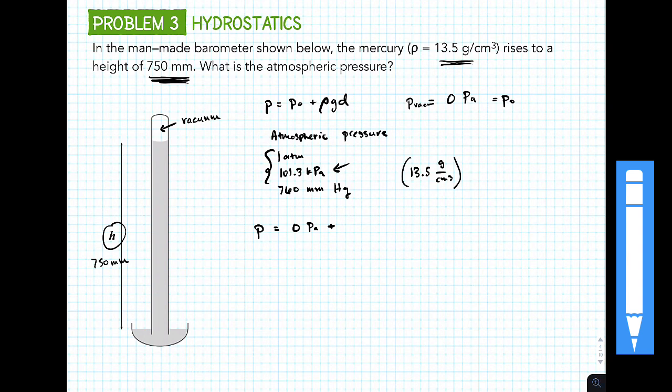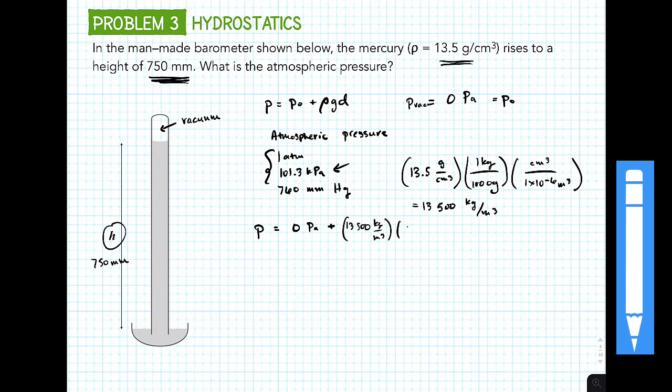So that's going to be 1 kilogram is equal to 1,000 grams. And then you have, remember, a centimeter cubed, right? 1 centimeter cubed is equal to 1 times 10 to the negative 6 meter cubed. Okay, so when you do all this, you end up with 13,500 kilograms per meter cubed.